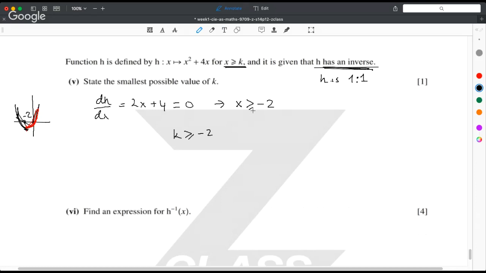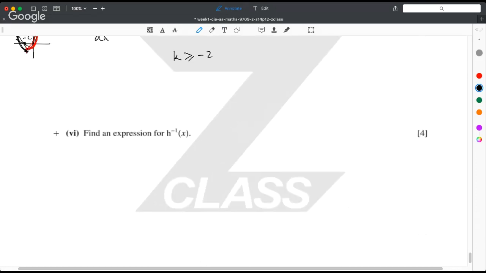So the thing is unique. It's 1 to 1. It has an inverse only when we're taking this upper half. And the reason I'm saying the upper half is because x has to be greater than or equal to k. So I'm looking for some minimum above which things are fine. If it was saying that x had to be less than k, then they would be talking about the left-hand side. Okay, now they want us to find an expression for h inverse.